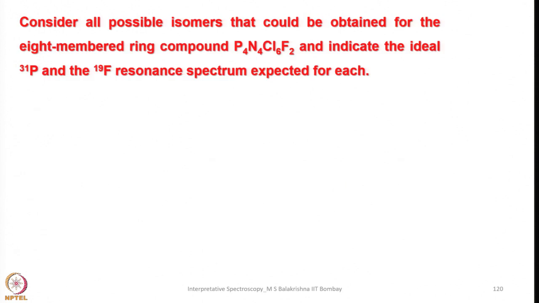We have another interesting problem here. Consider all possible isomers that could be obtained for the 8-membered ring compound P4N4Cl6F2 and indicate the ideal 31P and the 19F resonance spectrum expected for each.